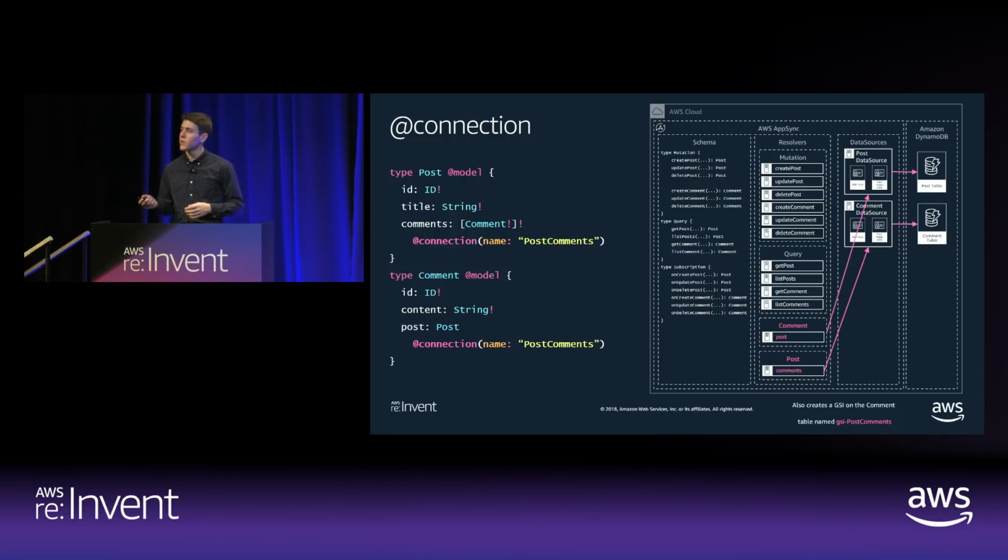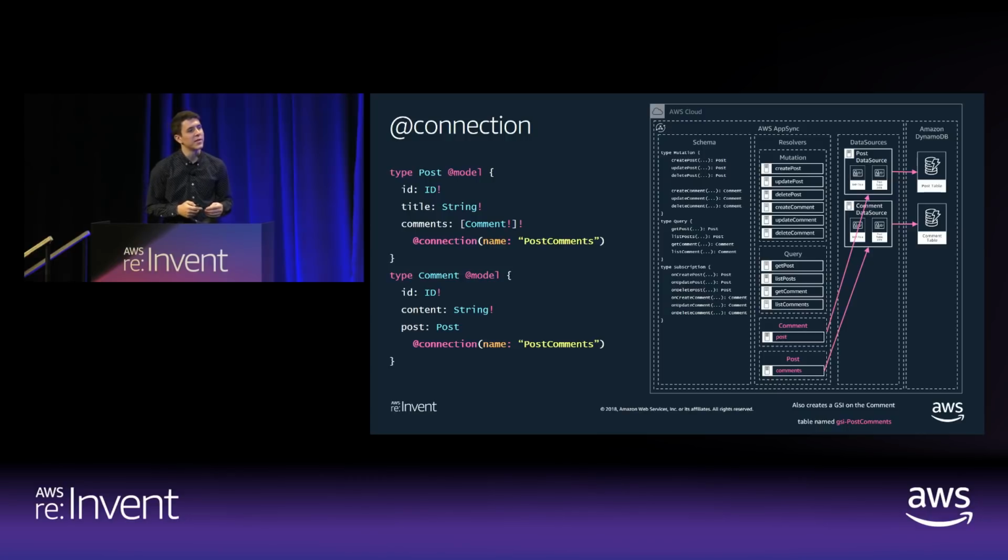We then have type comment, which is itself a model. And if you see that they have two connection fields and that they share the same name, what that's doing is saying that those fields are either side of the same relationship. So the post comments field is going to list all of the comments for that post. And then the comment post field is going to go find the parent post that owns that comment.